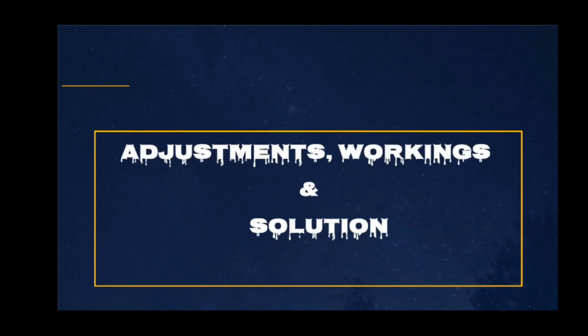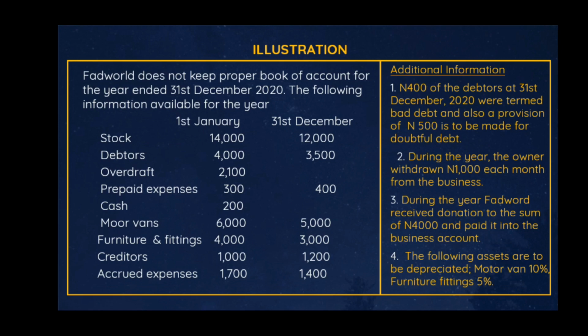So now we want to start the adjustment working and the solution to the problem. Like we have the summary of the questions, the illustration, we have the record of the assets and liabilities, and we have the adjustments at the other side under the additional information. Now let's start. From the information, let's look at the adjustments.